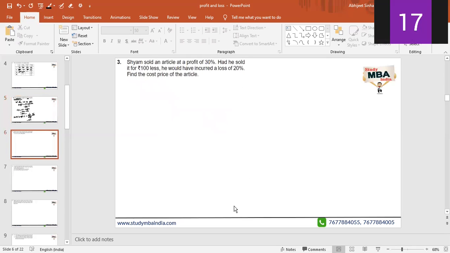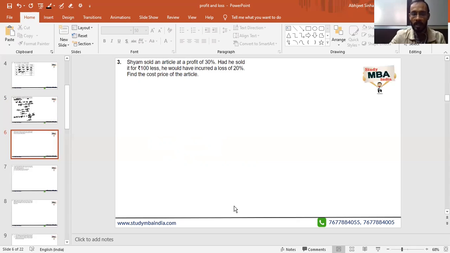Next question. Here in this question it says that Sham sold an article at a profit of 30%, right? Had he sold it for rupees 100 less, he would have incurred a loss of 20%. Find the cost price of the article.